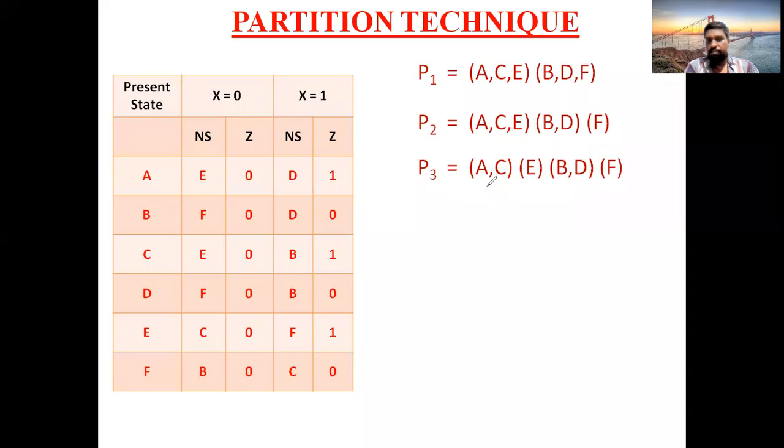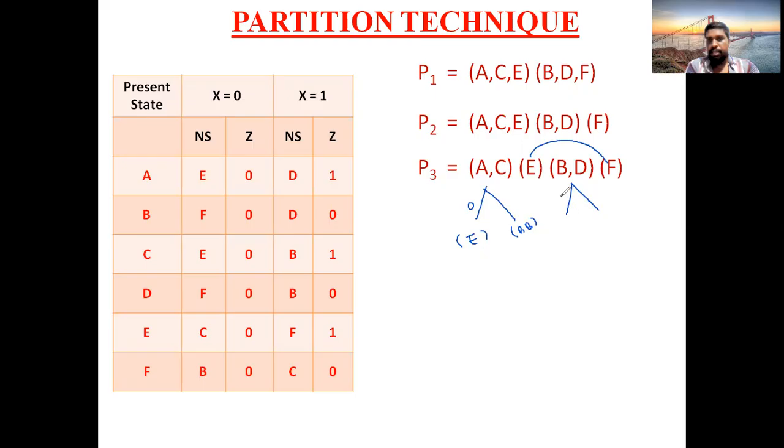Now follow the same concept again. For P4, take 0 successor and 1 successor. Just now I said, when a group has a single state, you can directly take it to the answer. So what is the answer for A comma C? 0 successor, A comma C, E comma E. E comma E means you can take only single E. Next, one successor of A comma C is D comma B.